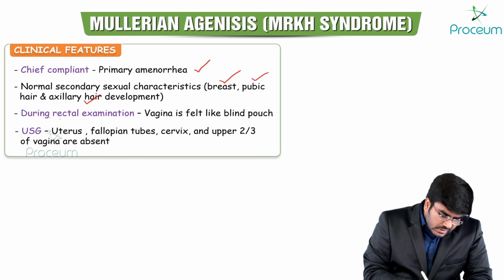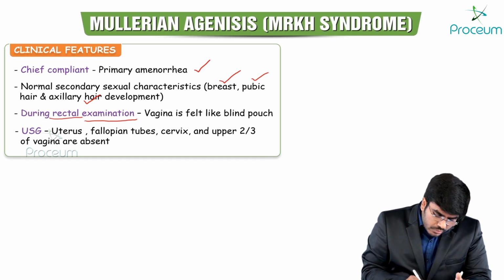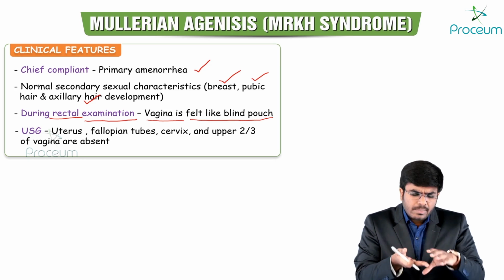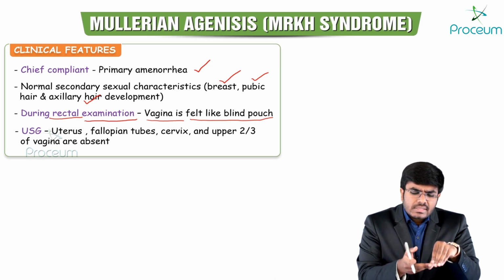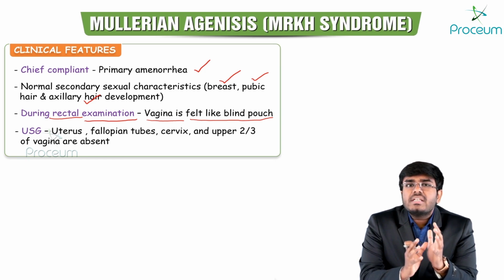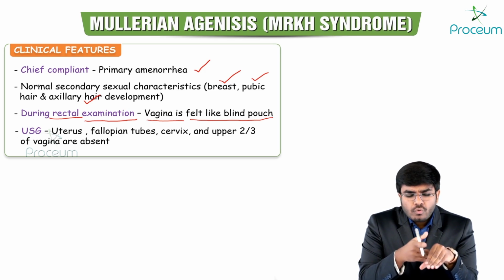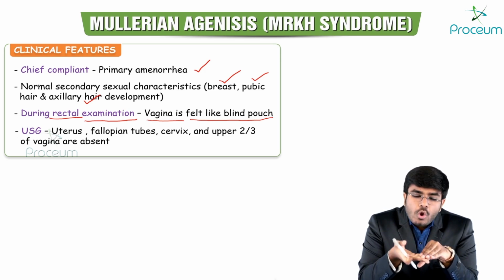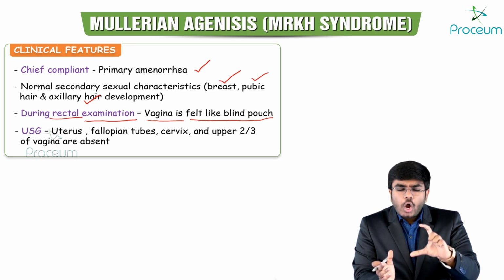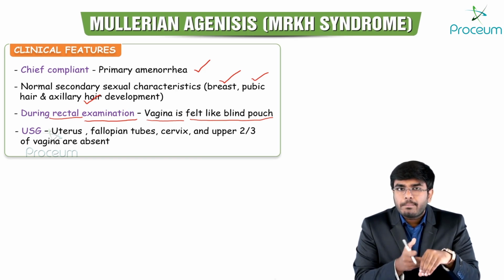Now, if you do the physical examination, for example the rectal examination, what can you see? The vagina feels like a blind pouch. Why? There is a simple shallow depression. Why? Because there is only the lower one-third of the vagina. Why? Because the urogenital sinus forms the lower one-third of the vagina. So what you can feel is only the lower one-third of the vagina. As the Mullerian ducts are gone, there is non-development of the upper two-thirds of the vagina. So what you can feel is a blind pouch.